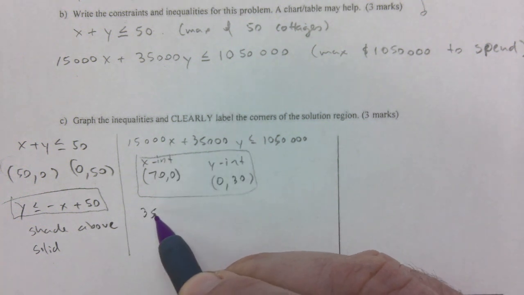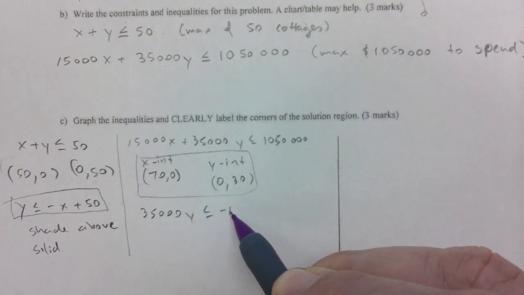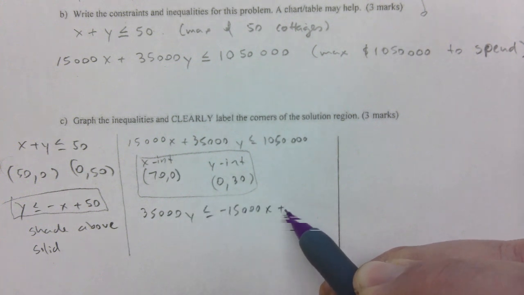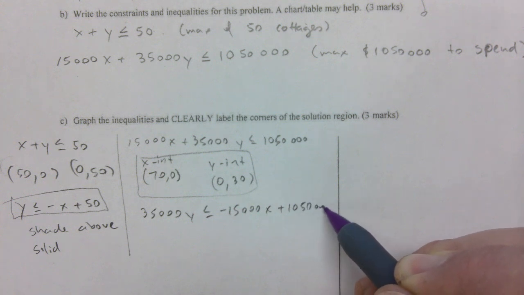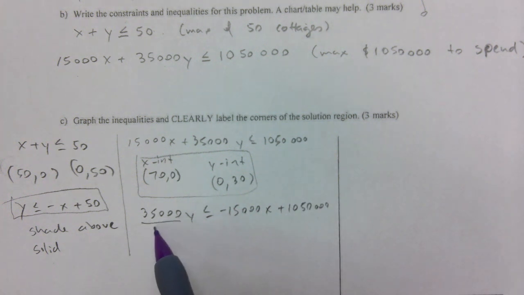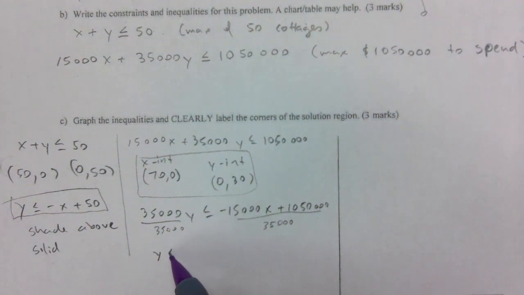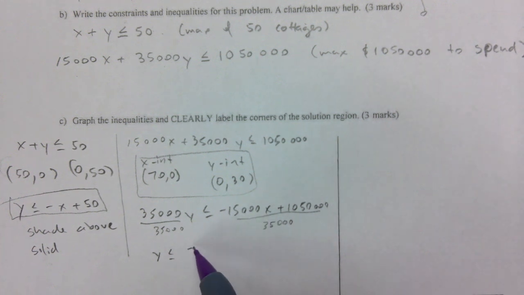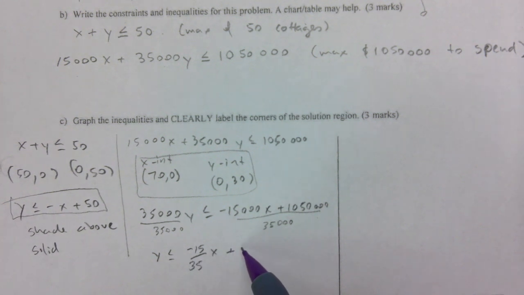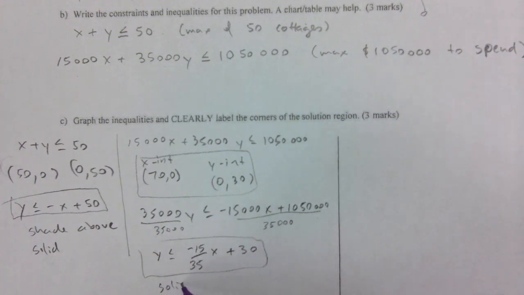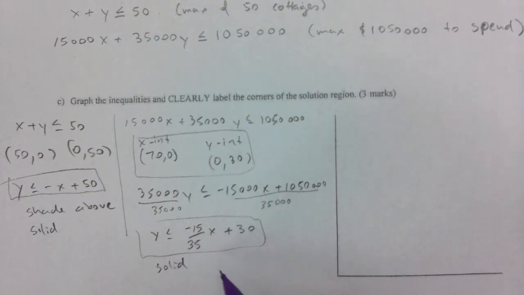Rewritten, you get 35,000y is less than or equal to negative 15,000x plus this, right? And you divide everything by 35,000. Don't forget to switch the sign when you bring the x over, okay? So y is going to be less than or equal to, I always cancel the trailing zeros, okay, 1 for 1, and that works out quite nicely there. So this means it's a solid line, and below is true, so shade above.